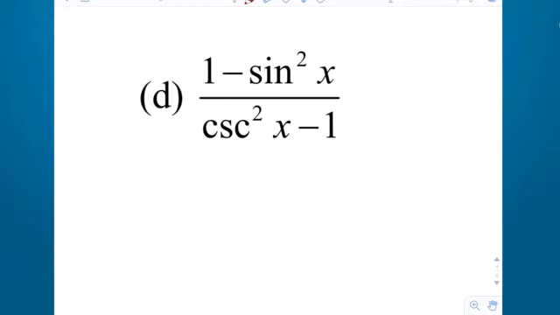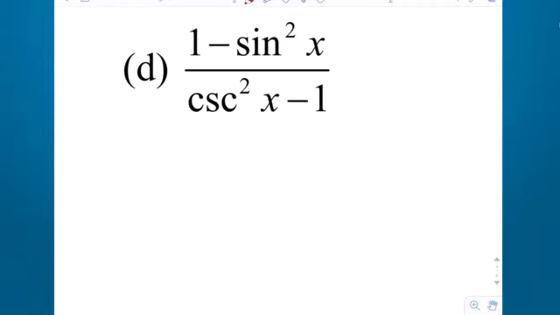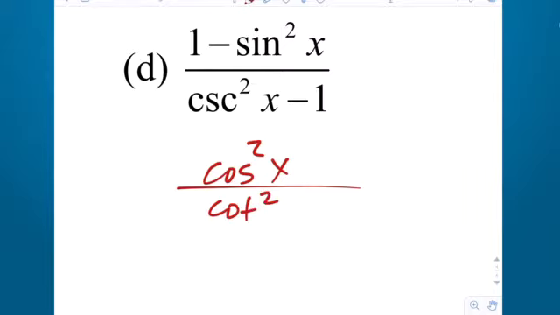Letter D. 1 minus sine squared over cosecant squared minus 1. Hey, do the 1s divide out? No, we can only divide out common factors. Those are terms. What to do? The numerator, 1 minus sine squared, is equal to what? Cosine squared. Good. So you realize that because you have your PIDs memorized. And then cosecant squared minus 1, I think we could do a PID on that one as well. Whenever you have a squared trig function plus or minus a 1, it's probably going to be some trig. Cotangent squared. That's cotangent squared of x.